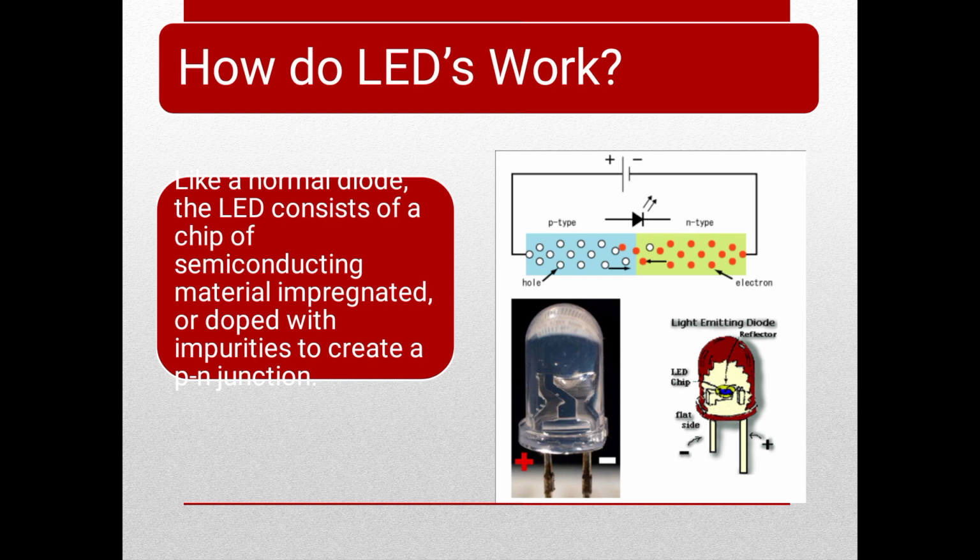In the diagram below, you have two terminals. The longer one is the anode, and the shorter terminal is the cathode. If both the terminals are the same length, you can analyze the metal part: if the metal part has a flag-like structure, it is the cathode, and the other terminal is the anode.